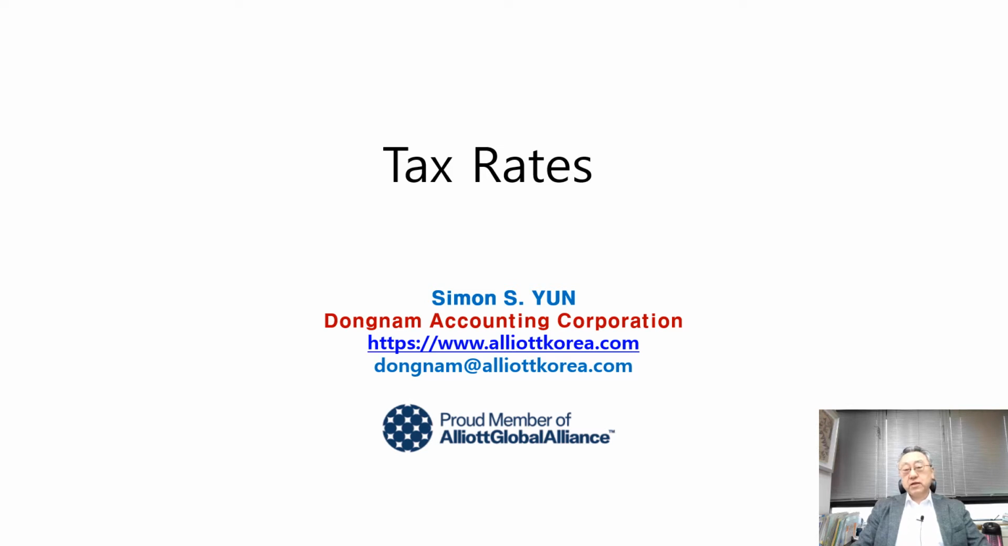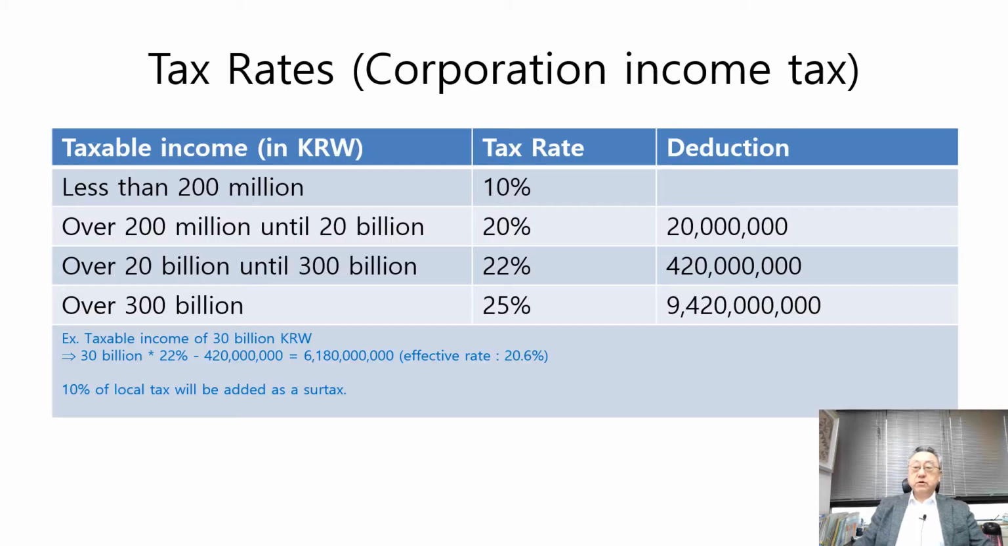Today we're going to talk about the tax rates. First of all, we think about the corporation income tax return rates. There are four different tax rates, from 10% to 25%. Less than 200 million of taxable income, only 10% will be applied. But the 10% of local tax will be added as a surtax, so actually the rate is effectively 11%.